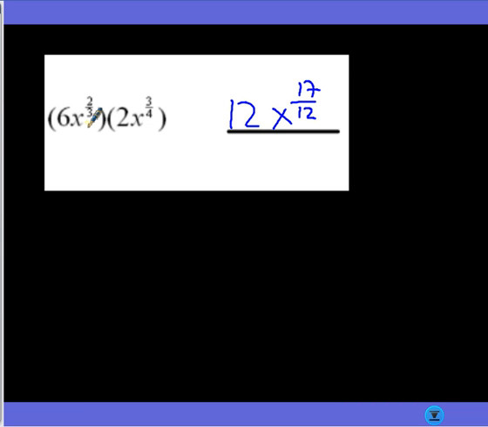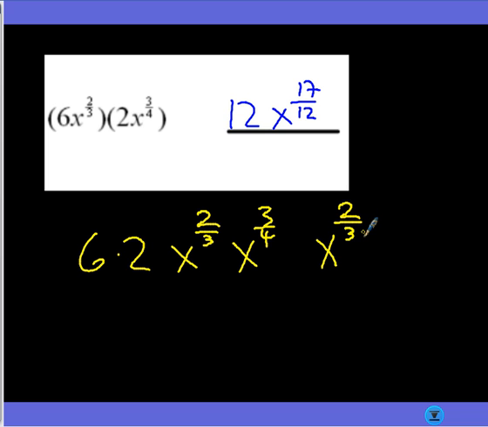Keep in mind that the 2/3 power here by the x is not applying to the 6. So that's just 6, not 6 to the 2/3. That's just 2. So I can multiply my 6 times my 2. And then I have x to the 2/3 and x to the 3/4, right? So we'll do a quick adding of fractions, because that's going to be x to the 2/3 plus 3/4, right? Product rule, numbers of the same base, add exponents, okay?